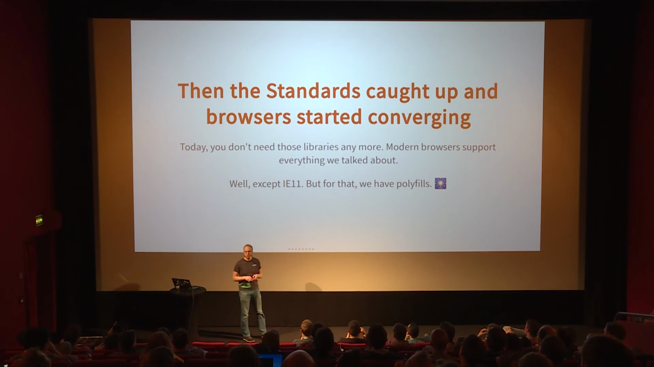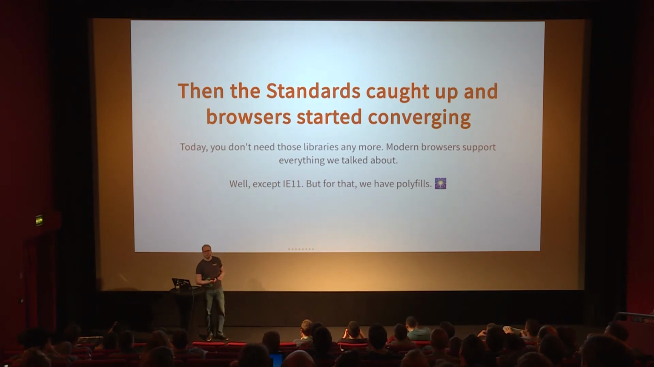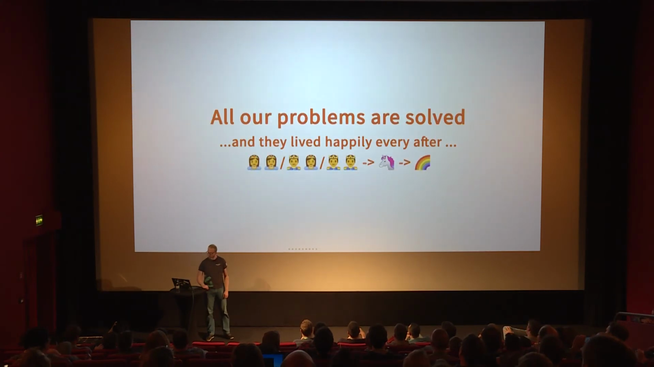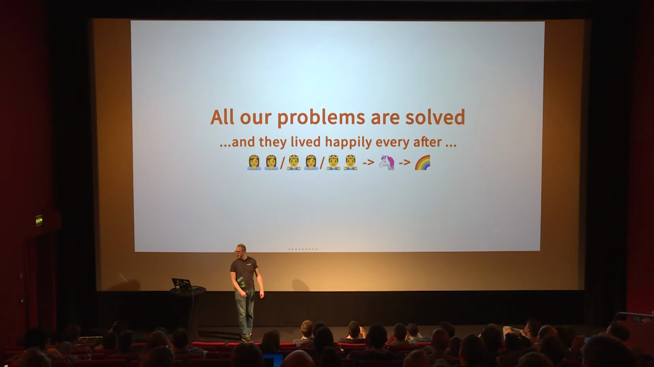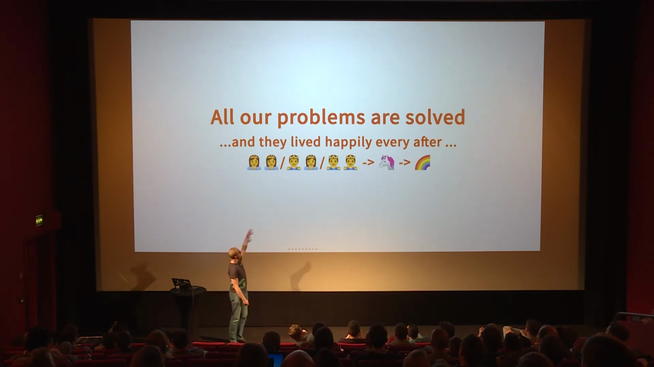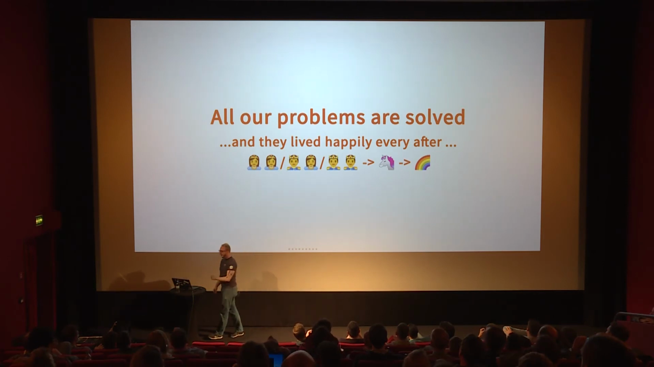So we had those libraries, and after we had those, as I said, the standards caught up, the browsers started converging, and essentially, except for Internet Explorer, we wouldn't have a problem today. And for Internet Explorer, for every missing API, we can just add a polyfill, and, well, we're done. All our problems are solved. They lived happily ever after. I think this was the fastest talk with 11 minutes. Thank you, ladies and gentlemen. Our prince, princess, or any combination of them can ride on the unicorn to the rainbow.